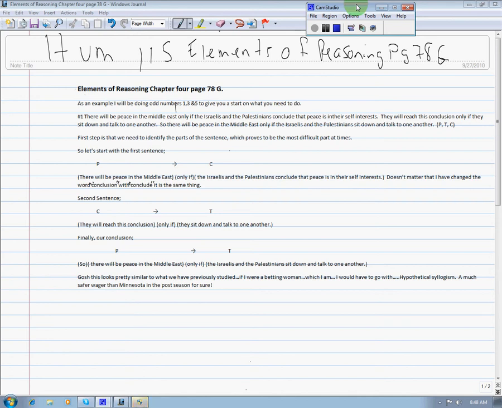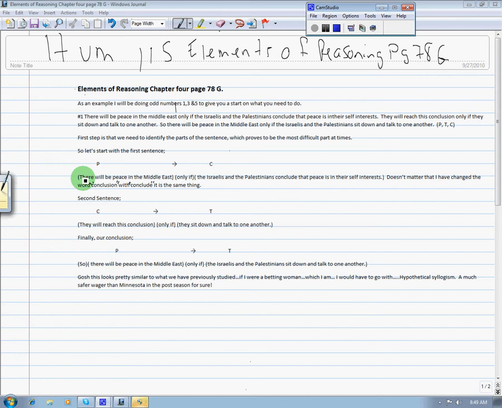So let's start with the first sentence. Let's really think about what we're going to do here. There will be peace in the Middle East. The first thing that you might want to do is find your connectives, because remember, they don't change. I know only if is my connective. So remember, anything before that is one part of my sentence.